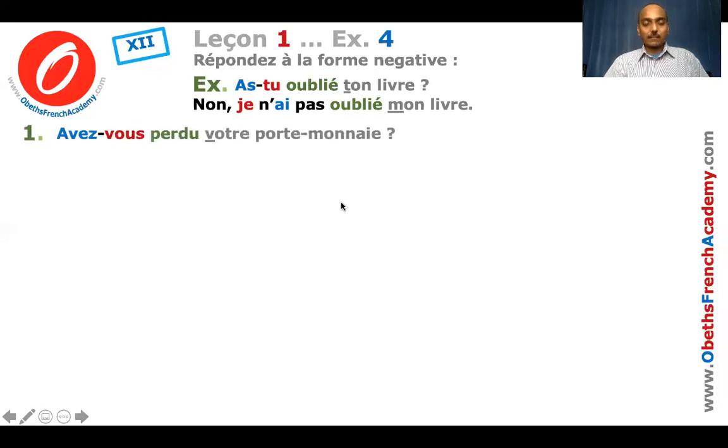The first question, have you lost your wallet? Have you lost your wallet? So can you see the verb perdre is conjugated in passé composé with avoir as the auxiliary verb. And perdre ends with re, so remove re and put u. This is how you will get your past participle. Now why is your possessive adjective votre? Because the subject is vous. The subject pronoun is you with respect, formal.